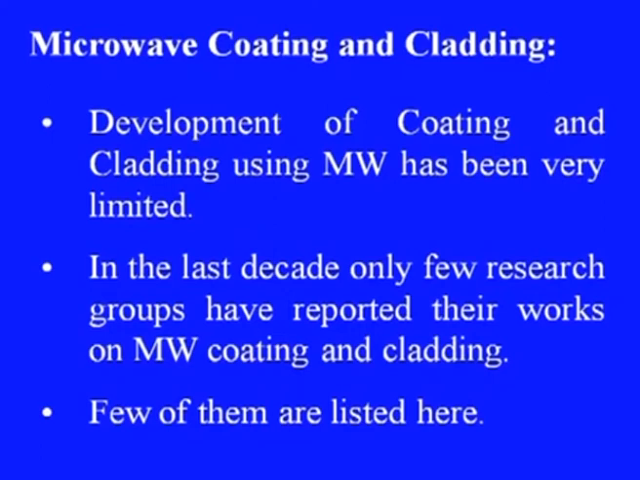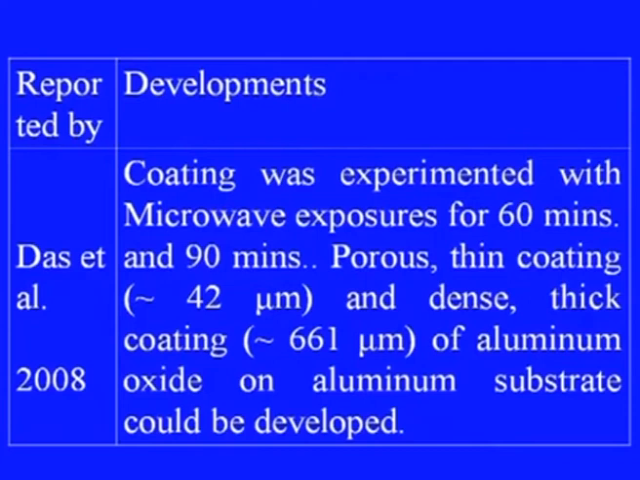This technique is also being developed in the IIT Roorkee laboratory, and some patents have been claimed for both microwave joining of bulk metals and microwave cladding of metallic materials as well. The development of coating and cladding using microwave has been very limited globally. In the last decade, only a few research groups have reported their work on microwave coating as well as cladding. Only a few of them are listed here, very notable few.